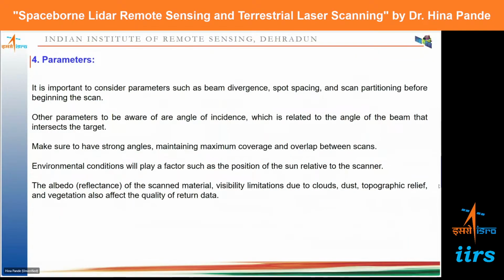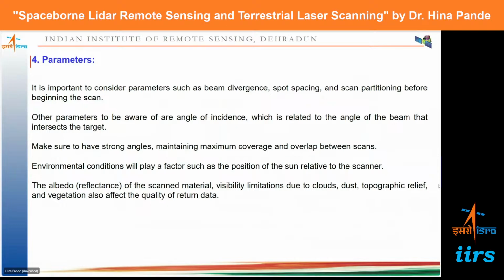Then other parameters like beam divergence, spot spacing, and scan partitioning are already done before the beginning of the scan. Now, we also have to be aware of the angle of incidence. This is related to the angle of the beam that intersects the target. So we have to ensure that we have strong angles, so that maximum coverage and overlap between scans is ensured.